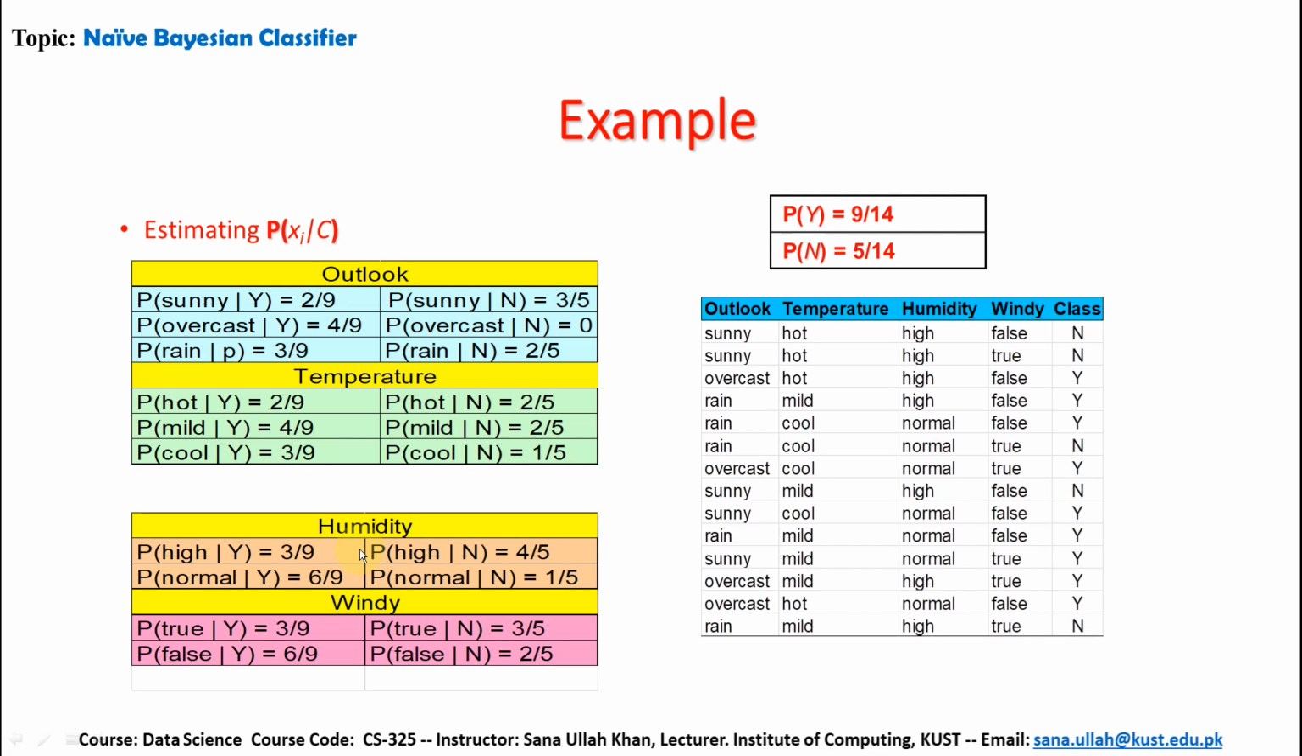The same is the case for humidity. The probability of high with yes. So high is total 1, 2, 3, 4, 5, 6 and 7.